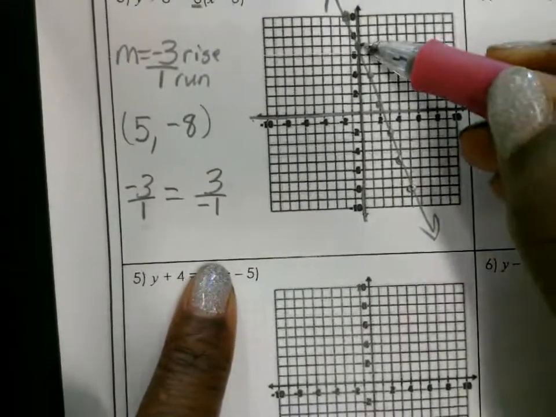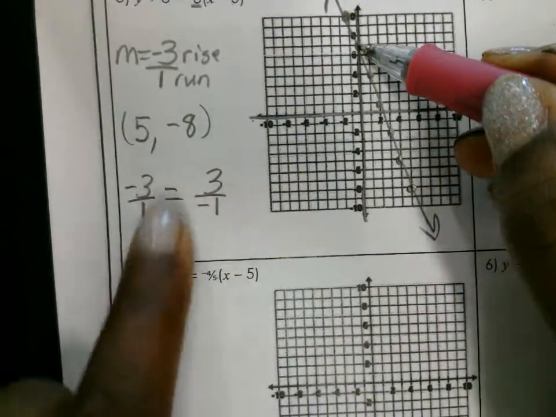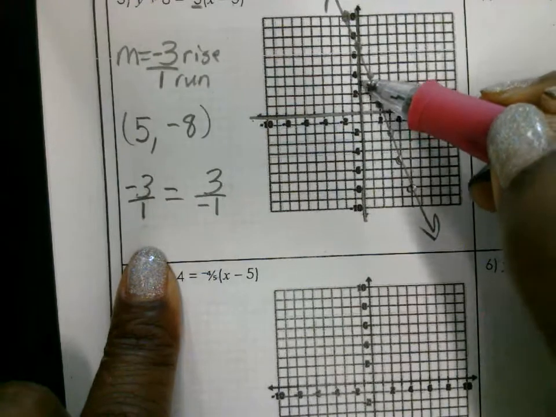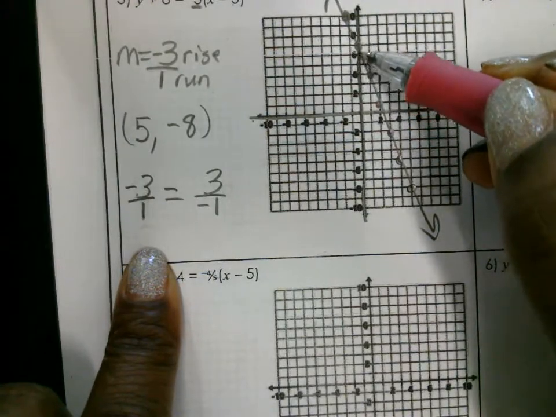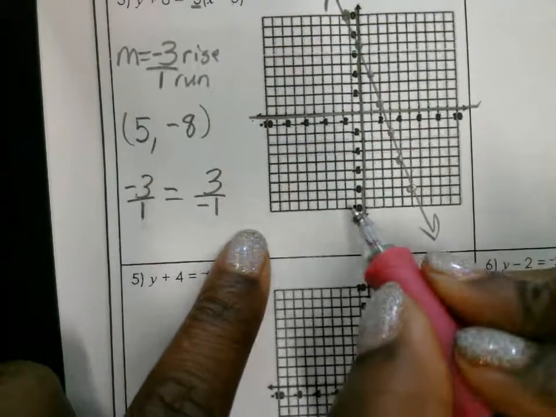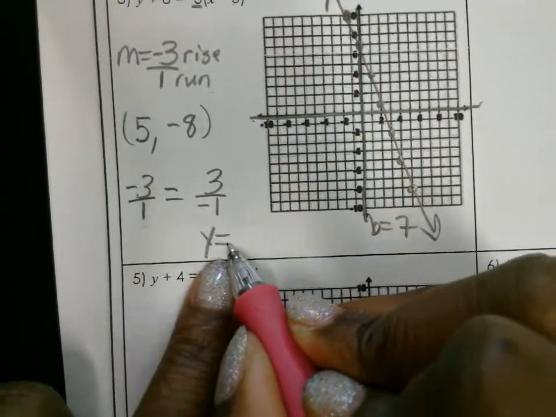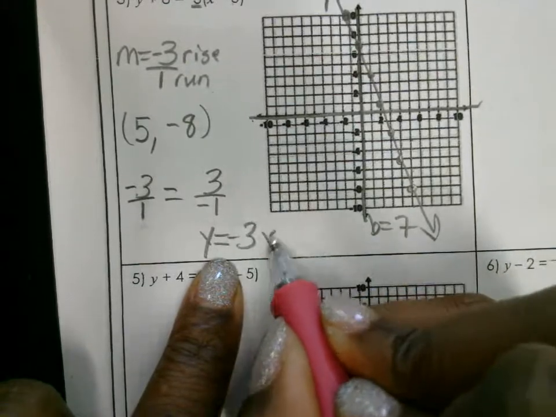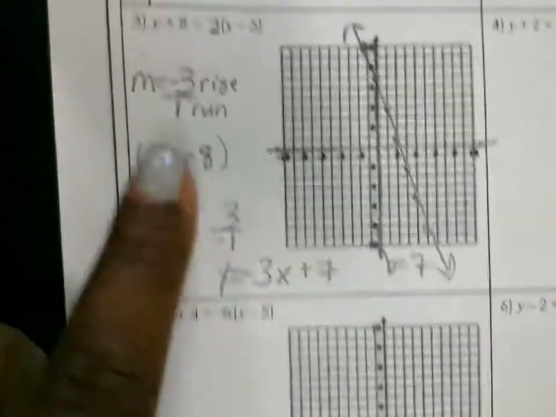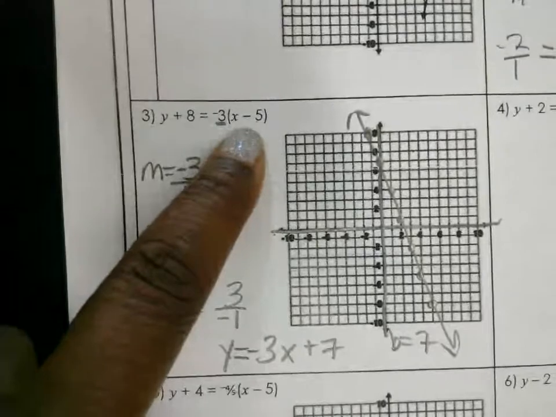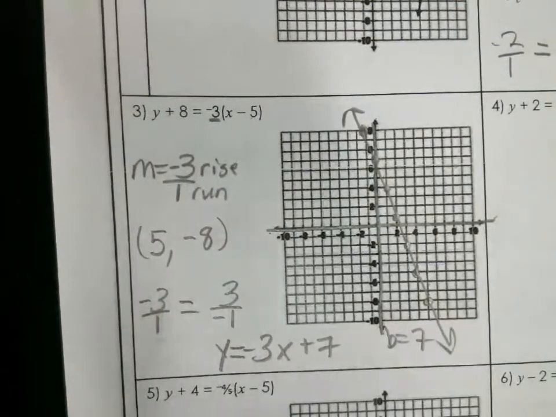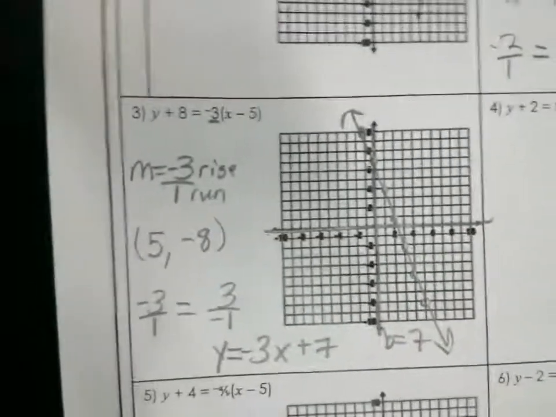If I want to write this as an equation, I have m, and it crosses at positive 1, 2, 3, 4, 5, 6, 7. So b here is equal to 7. So my equation is y is equal to negative 3x plus 7. If I was to simplify this, it would give me this equation. Let me show you. Let's do it.